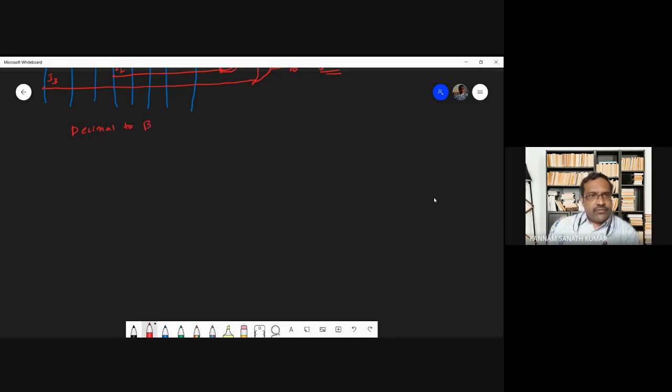Decimal to BCD encoder. So BCD is nothing but binary coded decimal. What is the radix for BCD? It is 10. So the range of values is from 0 to r minus 1, which means 0 to 9 only. So binary coded decimal.